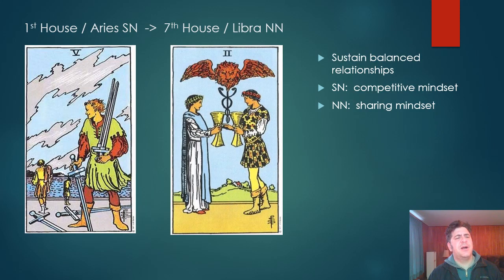The first house, Aries south node, transitions into the seventh house or Libra north node. This is where this person is learning how to sustain balanced relationships. So in the south node, they have a competitive mindset, whereas in the north node, they're in more of a sharing mindset and more of a relationship, give and take instead of domination.